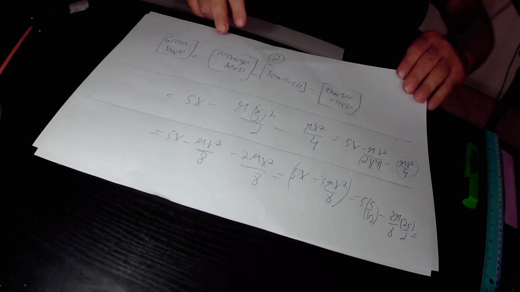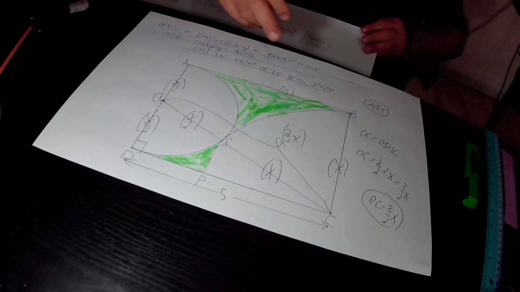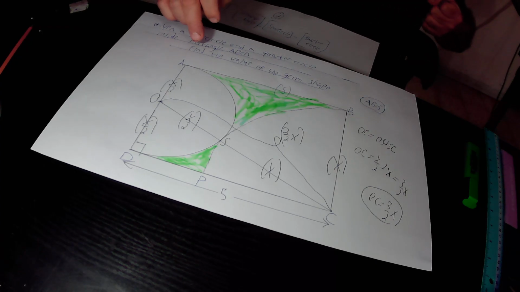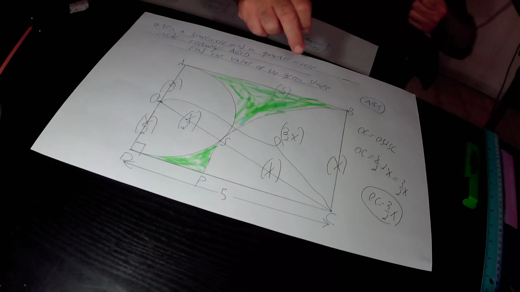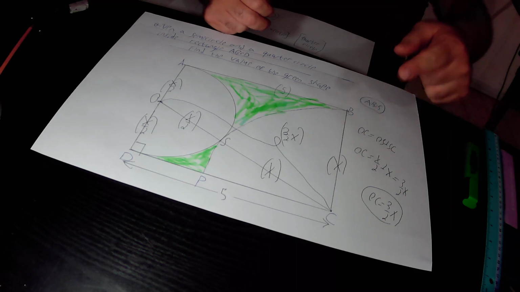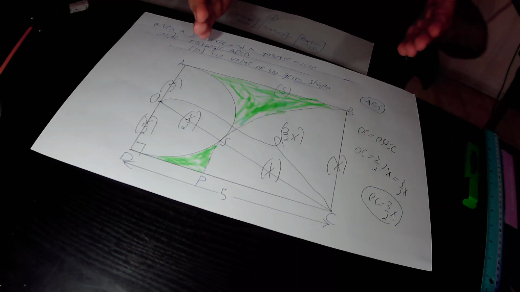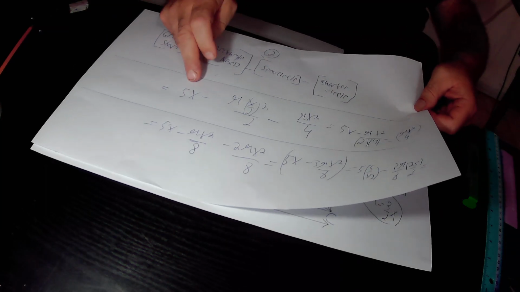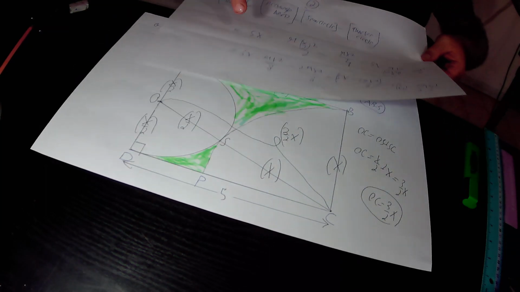So what is the area of rectangle ABCD? The area of any rectangle equals the length times the width. The length of this rectangle AB is 5, the width BC is x, so in total the area of rectangle ABCD equals 5x. Minus the area of the semicircle.